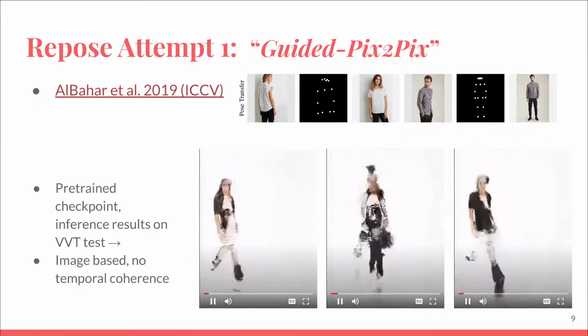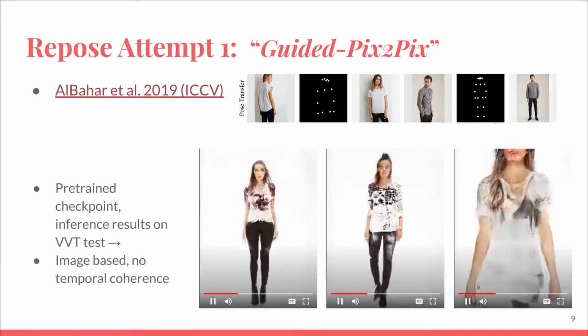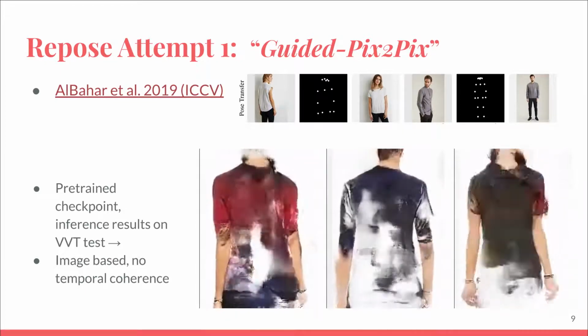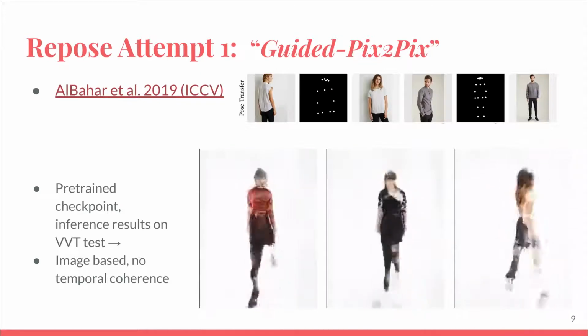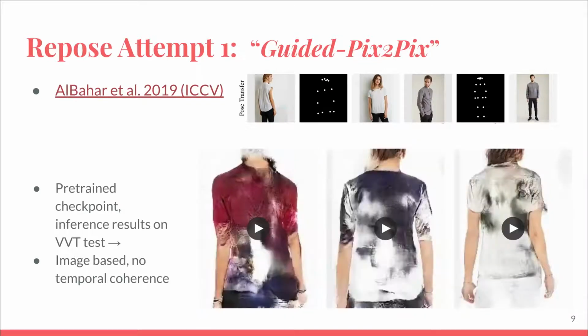Our first attempt to do the reposing subtask was with the guided Pix-to-Pix repository. This was proposed by Albahar et al., 2019, published in the ICCV conference. It takes an input image and a pose guide to generate the output image of the person according to that pose, which is exactly what we wanted.